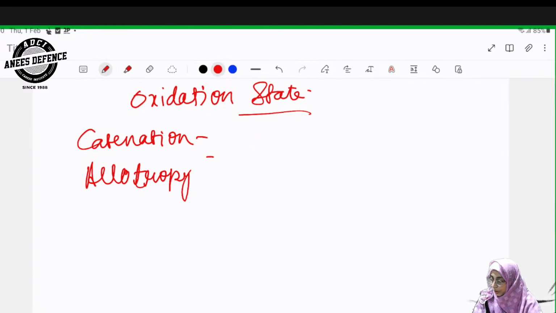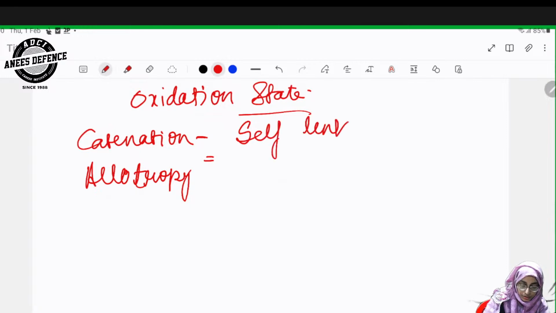So these elements show catenation and allotropy. Okay, I will tell you in short; when you study, we'll go in detail. Catenation means what? Self-linking property.